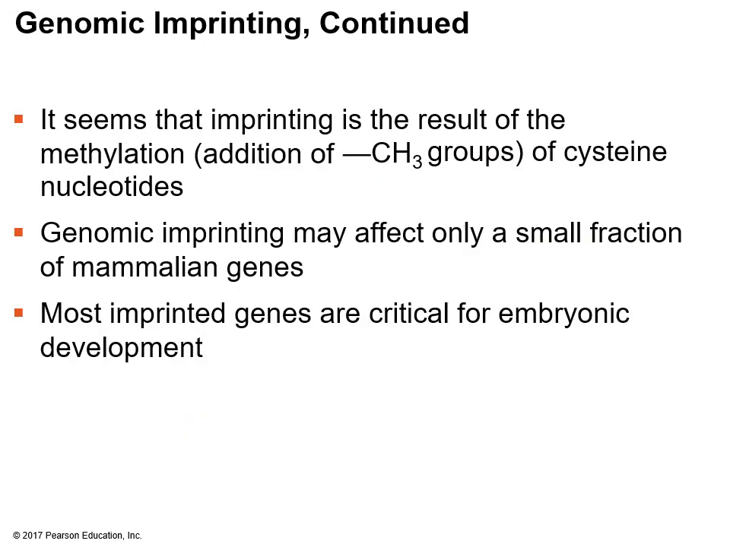It seems that imprinting is the result of methylation, the adding of CH3 methyl groups onto the cytosine nucleotides. So methylation is what causes the silencing. This is a field of genetics called epigenetics, where outside influences are going to affect the expression of the gene. Genomic imprinting may affect only a small fraction of mammalian genes, and most imprinted genes are critical for embryonic development.